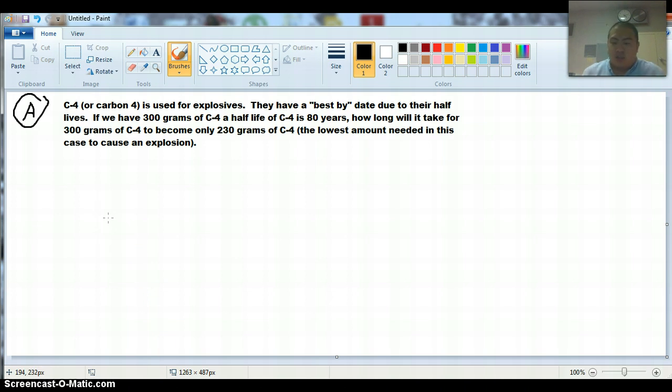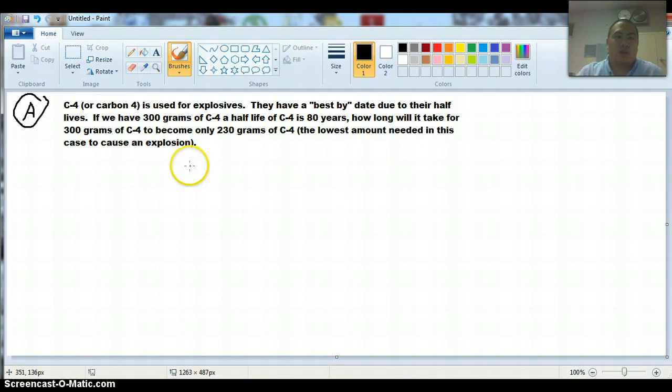So C4, which is the stuff they use to make explosives. C4 is used for explosives. They have a best by date due to their half-lives. If we have 300 grams of C4, a half-life of C4 is 80 years. How long will it take for 300 grams of C4 to become only 230 grams of C4, the lowest amount needed in this case to cause an explosion?